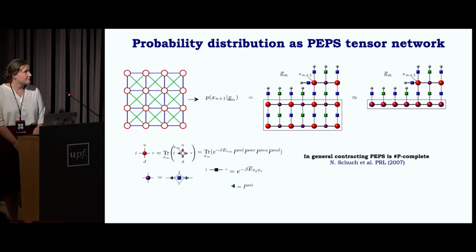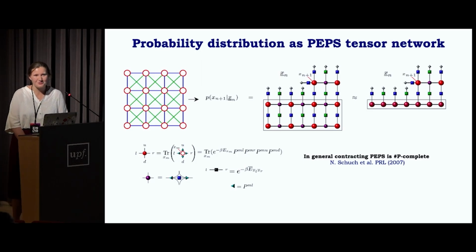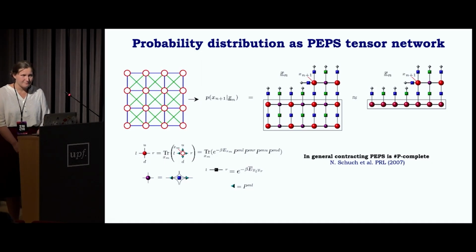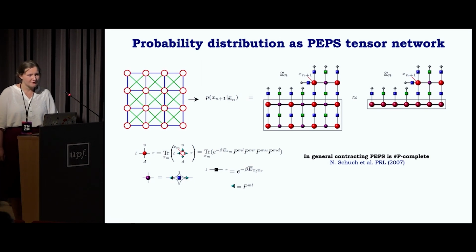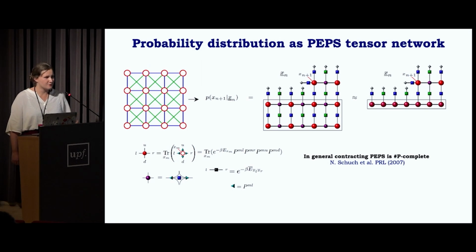To employ the branch and bound algorithm, it is crucial to effectively compute the probabilities. In our approach, we represent all probabilities using the two-dimensional projected entangled pair states tensor network, also called PEPS tensor network. For a classical system, and we are interested in a classical system, the construction of a thermal state is exact and is equivalent to the representation of its partition function.